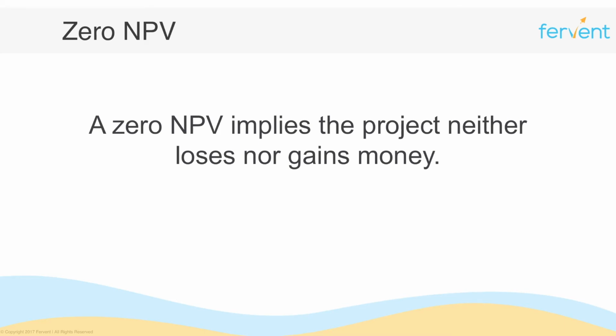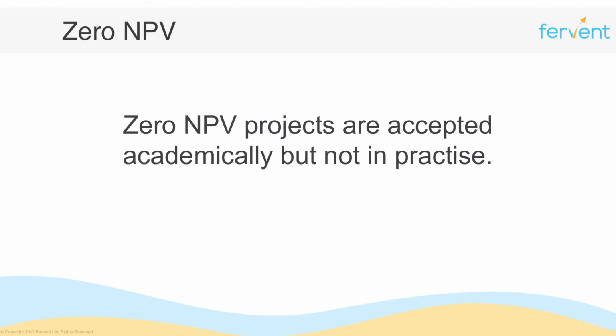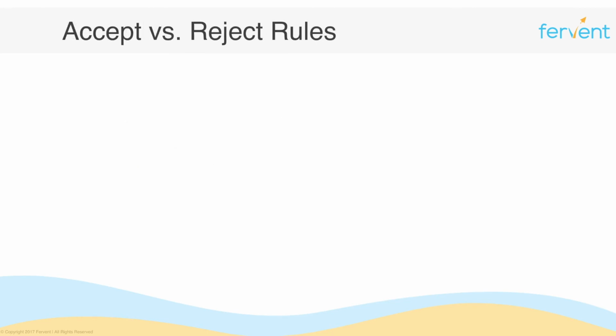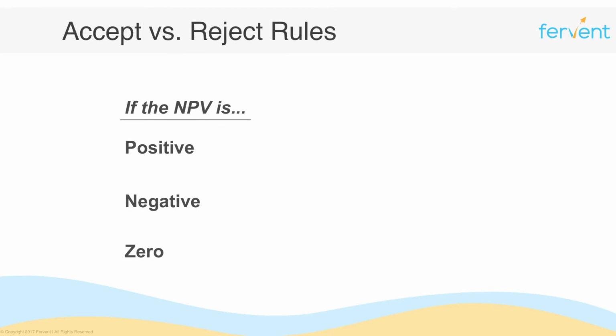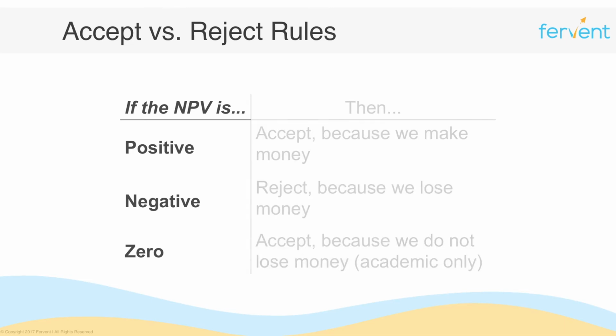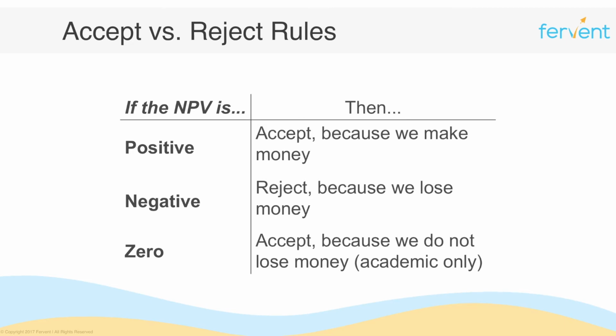However, from an academic standpoint, we do tend to accept these projects too, although it is a bit of a grey area. So importantly, zero NPV projects tend to be accepted academically, but are not accepted in practice. So let's just look at those rules again. The NPV accept versus reject rules. If the NPV is positive, we would accept the project because we make money. If it's negative, we reject the project because we lose money. And if it's zero, we accept it because we do not lose money. But that, of course, is only from an academic standpoint.